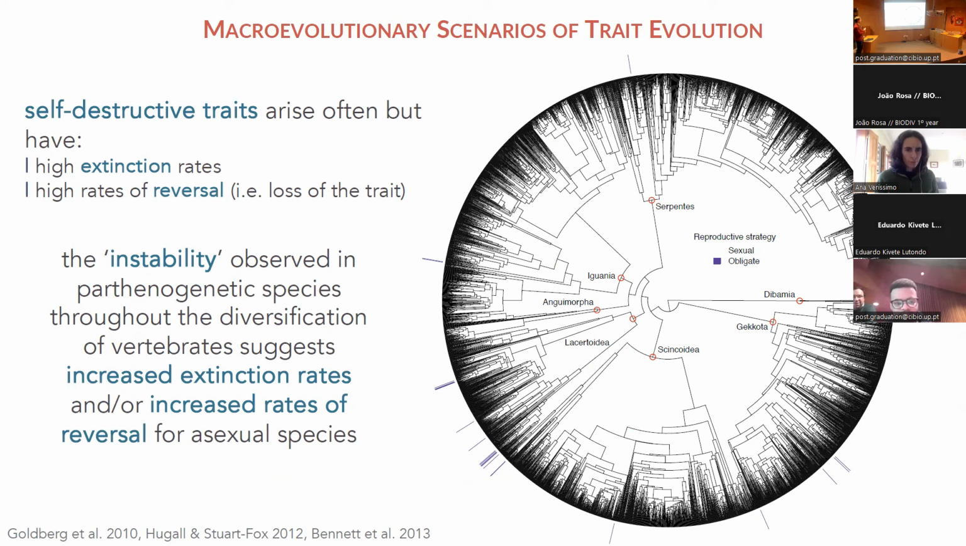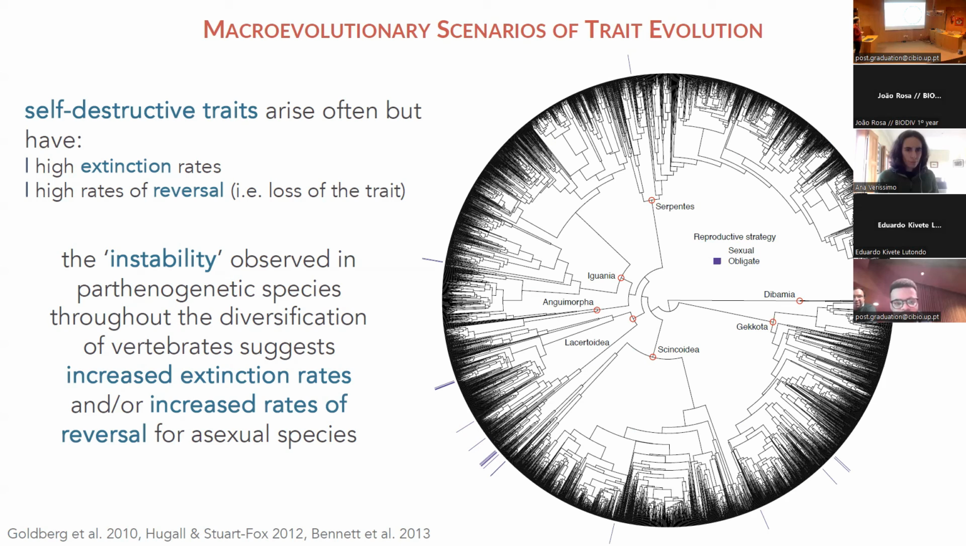One explanation is this is a self-destructive trait. These are traits described as arising often, but being coupled with higher extinction rates, leading to short-lived species and evolutionarily, phylogenetically sparsely distributed. But also they arise often, but are lost very fast with high rates of reversal, the loss of the trait. And parthenogenesis could be considered a self-destructive trait because, as you can see here in the phylogeny, this is phylogenetically scattered, and it's an extremely rare trait among vertebrates, let alone squamates.